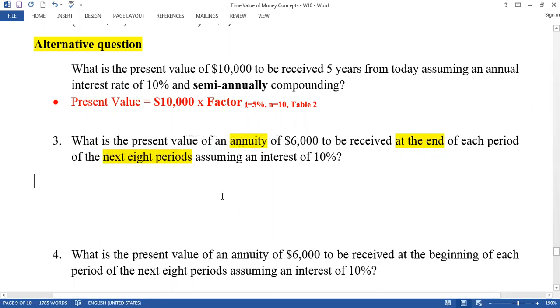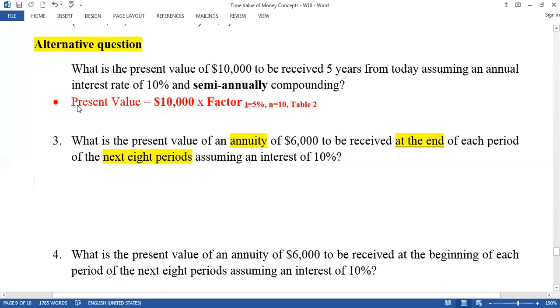You understand? So you are going to receive $6,000 how many times? 8 times, right? 8 times, because it should be the next 8 periods. And when? It is at the end of the year. So this is the solution.